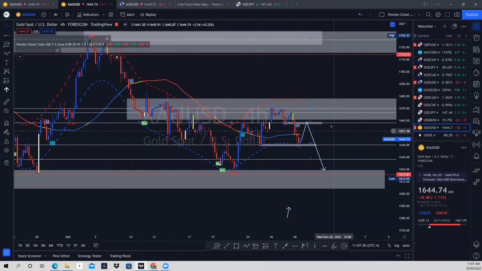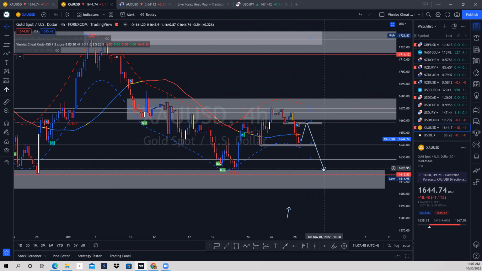So if I'm looking on the indicator, it gives me my support and resistance area. So price could come up and retest this 1-hour resistance area. That's what I'm looking for price to do. Once it does that, then I'll be looking to sell gold.